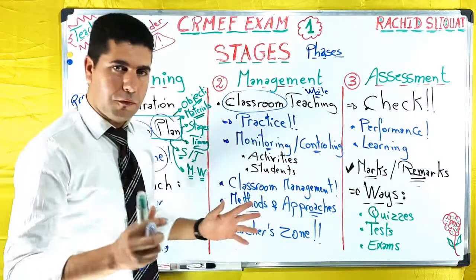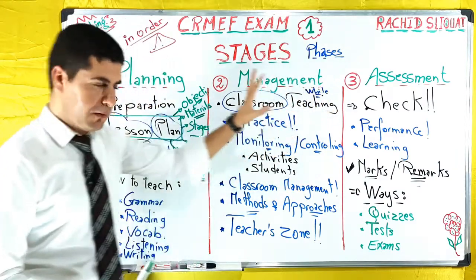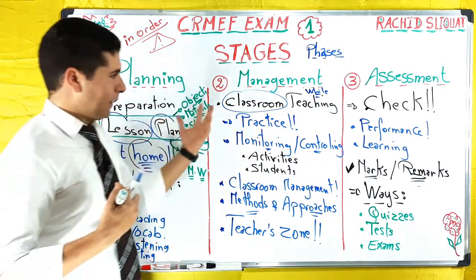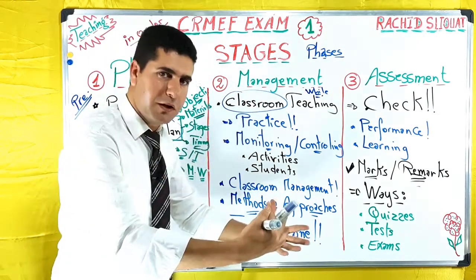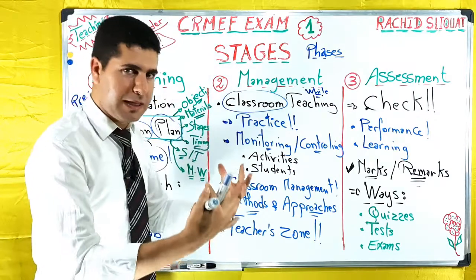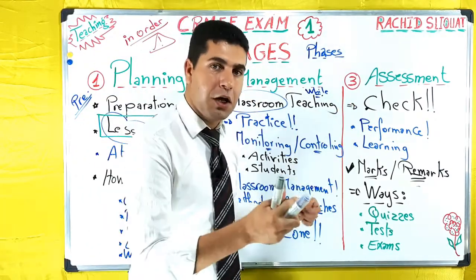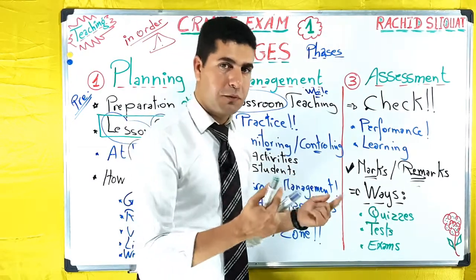So this is all for today's episode. Planning, management, and assessment. Planning is something that we do at home. It has to do with the lesson plan. And when we talk about management, it is teaching in the classroom. It is something we do in the classroom. And number three, assessment is to check what you did, whether students learned and whether your performance was good.